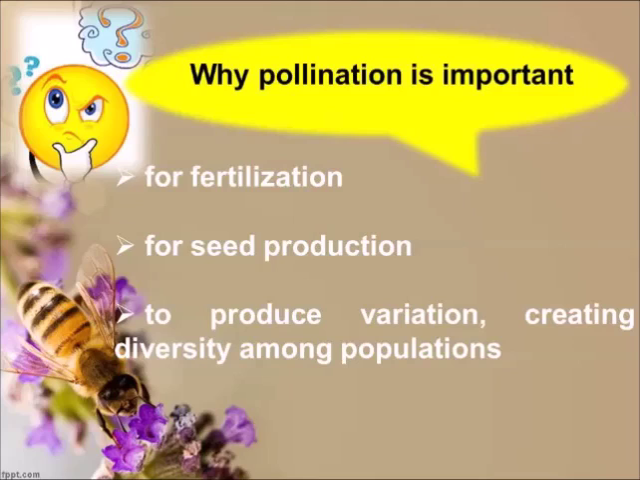The male gamete, that is the sperm cell, and the female gamete, that is the egg cell, fuse together to form the endosperm nucleus in a process called fertilization. Secondly, it also helps in the production of seed. Seed is the final product of sexual reproduction and is described as a fertilized ovule.